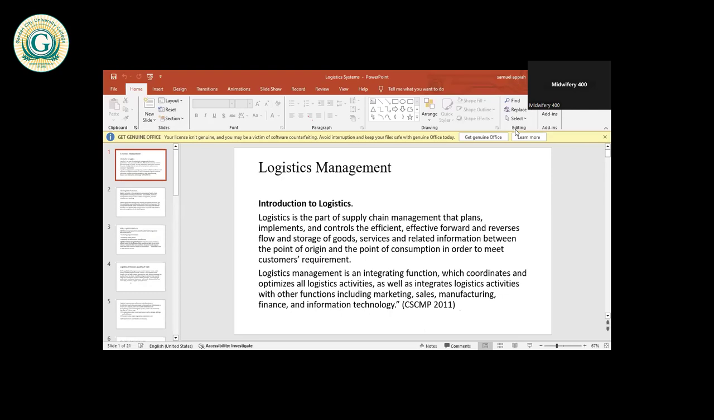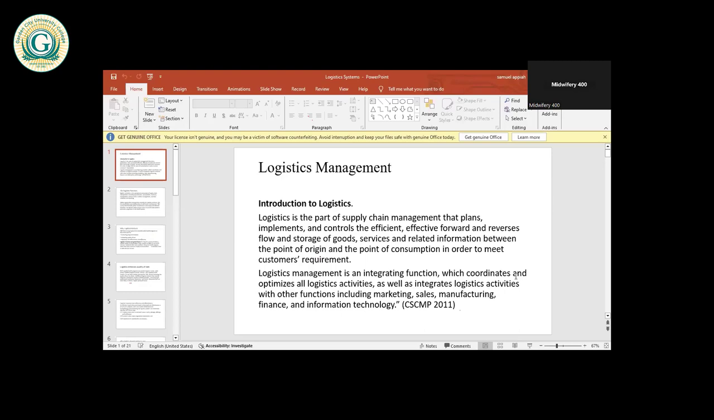Then you need the finance department. You need to work hand in hand with the finance department, because all that we are talking about goes down to finance. Without finance, you cannot function. Without finance, you cannot procure. Without finance, your logistics system cannot work effectively. So you must always collaborate with the finance department.